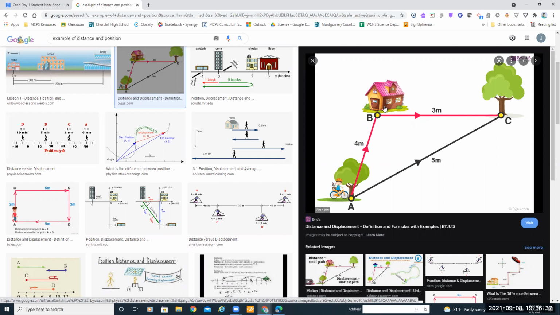If we were to look at C for our origin, then our house is 3 meters west of the large tree, and the little boy is 5 meters almost southwest of the tree. So that's what we mean by a position. We pick some origin and we're saying, here's where we are relative to that location.